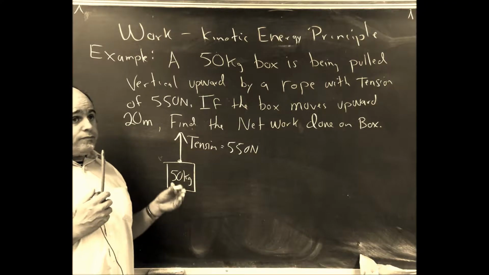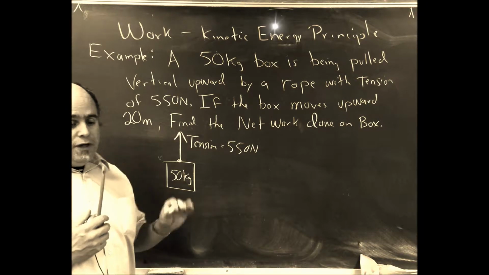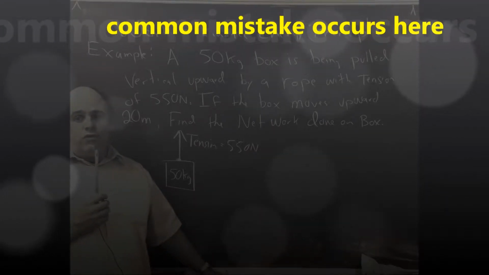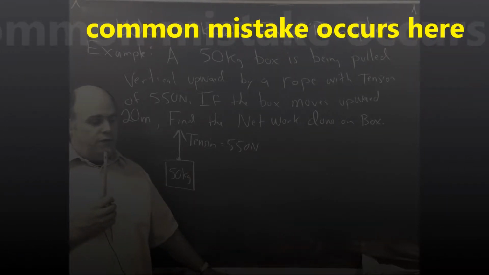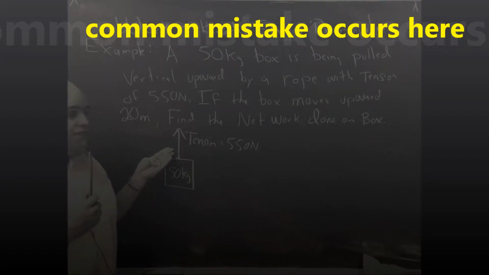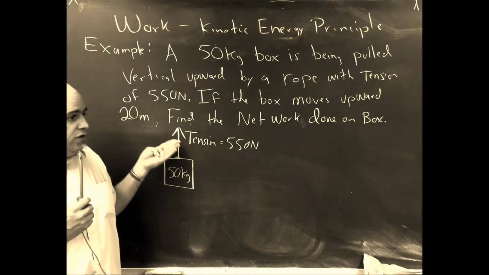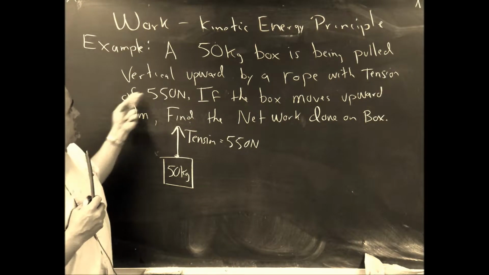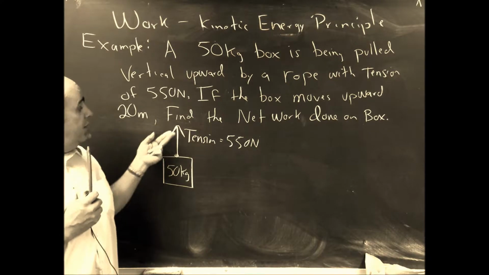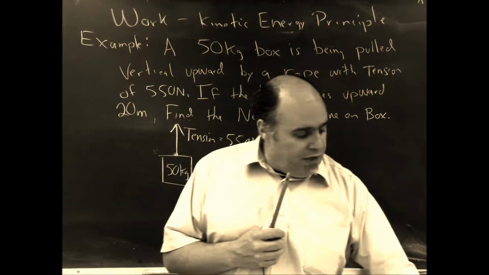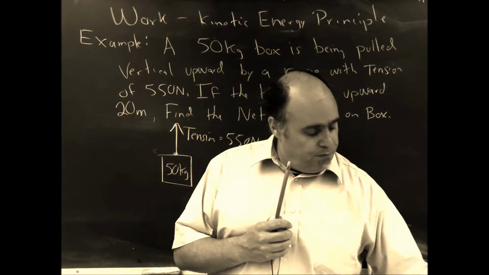So I will point out before I move on that many students make a mistake because they don't draw every single force involved. Many students would look at this and quickly say there's only one force on it, and that's the force of tension, so that must be my net force, and I must be moving up 20 meters, so they'd say 550 times 20, and they think they've got it. But the problem is they're not thinking about all the forces that can act on objects.